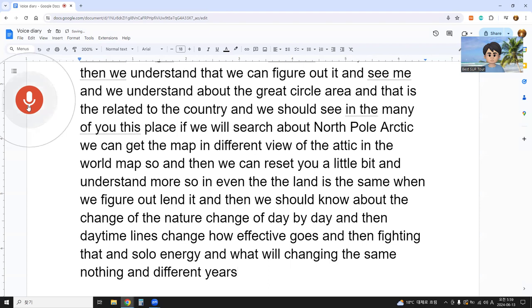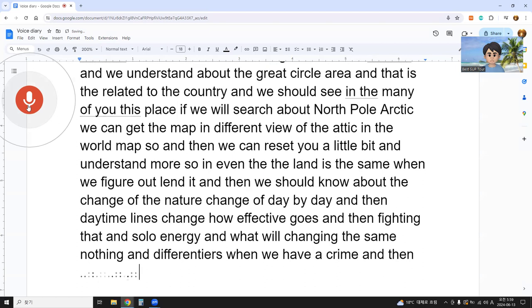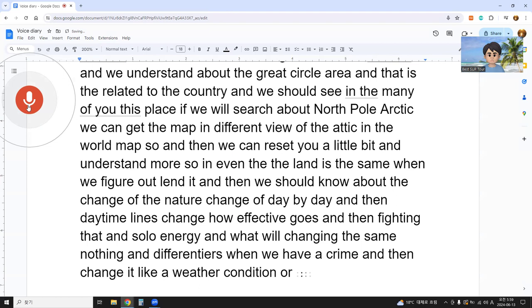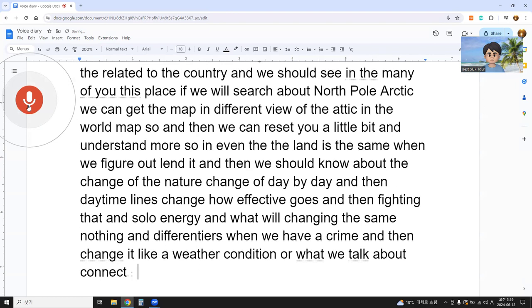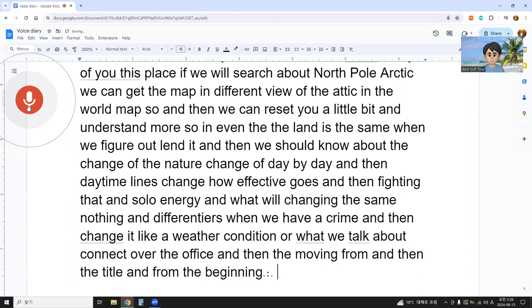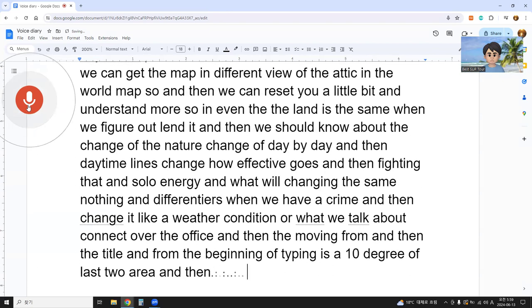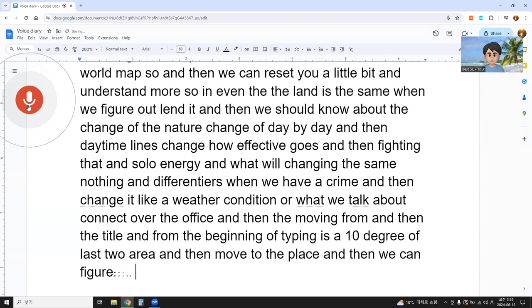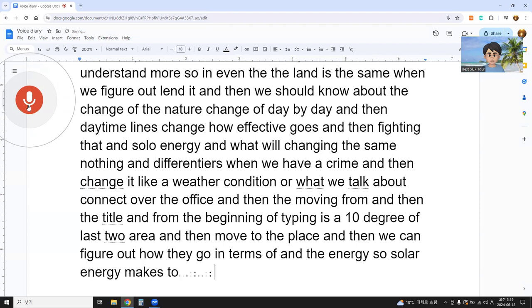Lots of things come and go, and nowadays we have climate change, like weather conditions. For example, we talk about the mechanics of the earth and the movement of a typhoon. The beginning of a typhoon is at 10 degrees of latitude, and then it moves to a place, and we can figure out how it goes in terms of energy. So solar energy makes the movement go differently, and we are learning about that.